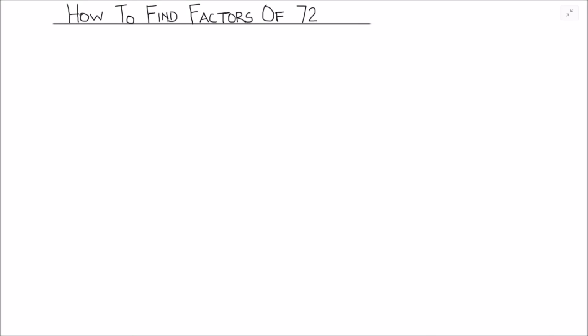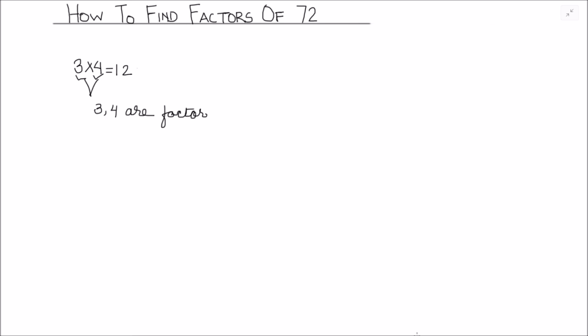Hello everyone, today in this video we are going to learn how to find factors of 72. As you all must be knowing, factors are numbers which when multiplied give a product. For example, 3 times 4 is equal to 12. Here 3 and 4 are factors of 12.